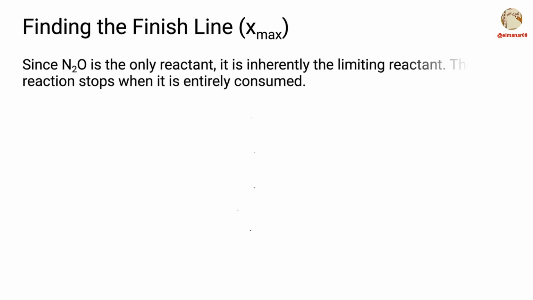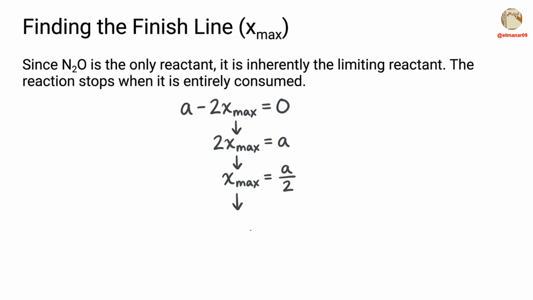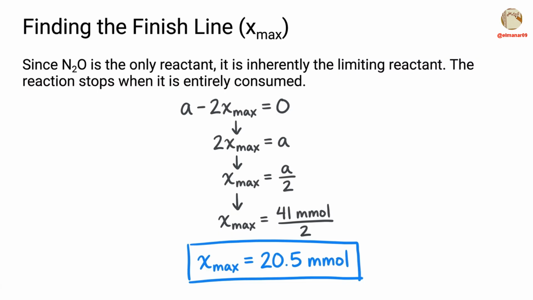Where is the finish line? Since N2O is our only reactant, the reaction stops the moment it's all used up. This is our limiting reactant logic. Mathematically, we look at the final amount of N2O from our table, A minus 2x max. We set this equal to 0 because that's when the reaction is done. By solving for x max, we find that x max equals A divided by 2. Since we found A to be 41 millimoles, x max is exactly half of that, 20.5 millimoles. This value is vital because it represents the maximum extent or progress our reaction can ever reach.